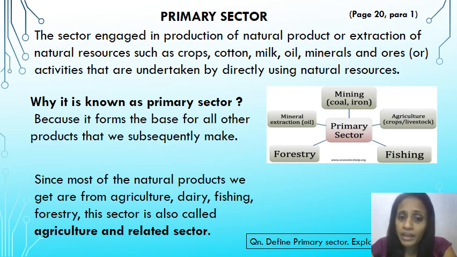Okay, why is this sector known as primary? Because it forms the base for other products that we subsequently make. So it is a very crucial sector. That is why it is known as primary sector. And it is also known as agriculture and related sector. Now from this paragraph, we can expect questions like define primary sector, explain primary sector with examples, why the sector is known as primary sector.